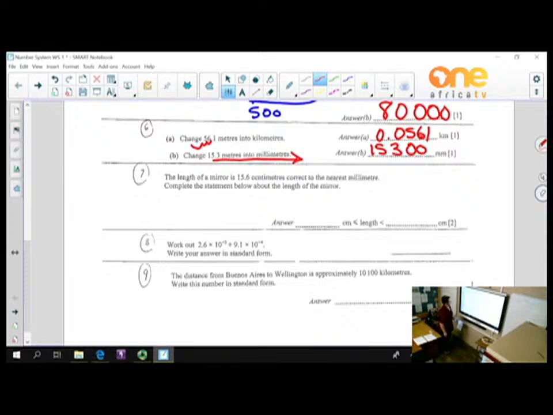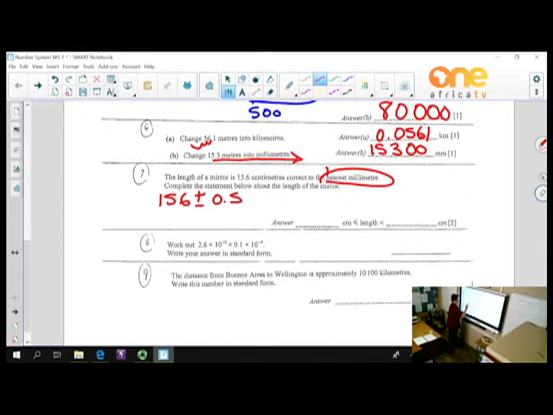The length of a mirror is 15.6 centimeters, correct to the nearest millimeter. Now, when they work with different units, it's sometimes difficult. So I find it easier to first change this one now to millimeters. There's 10 millimeters in a centimeter. And then half of 1 millimeter is now plus or minus 0.5. And this is those lower and upper bounds.